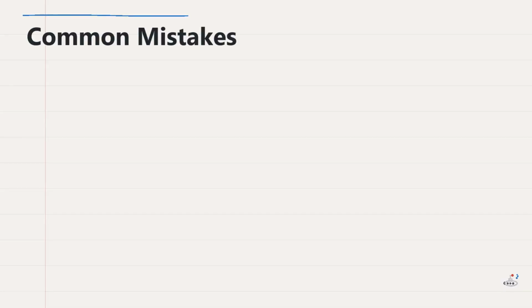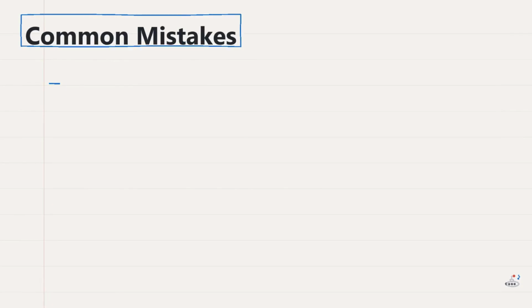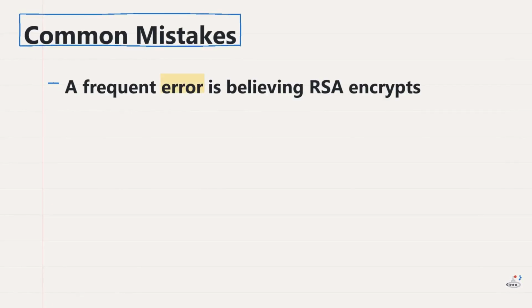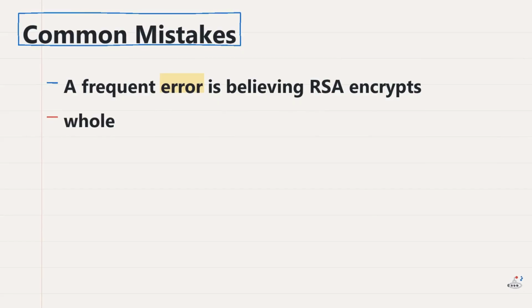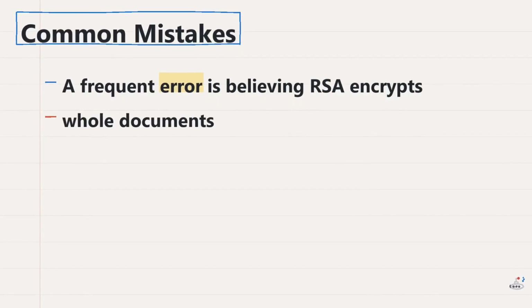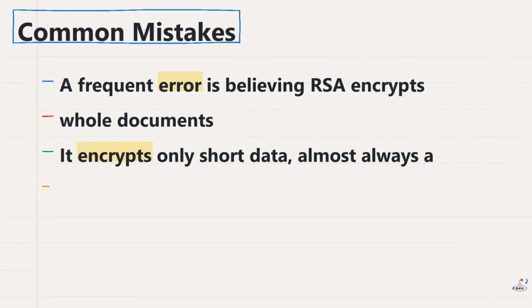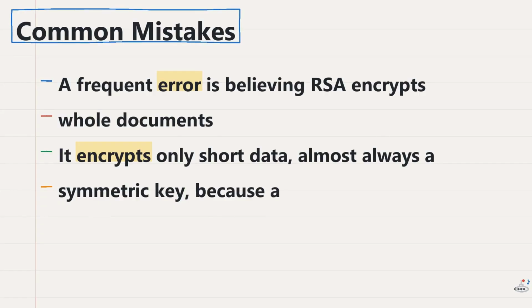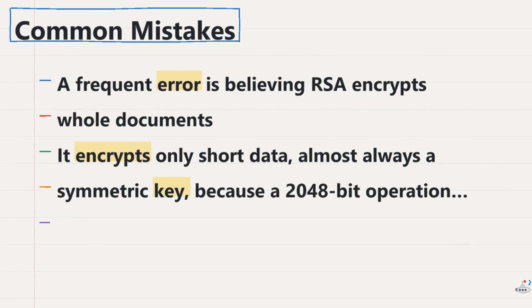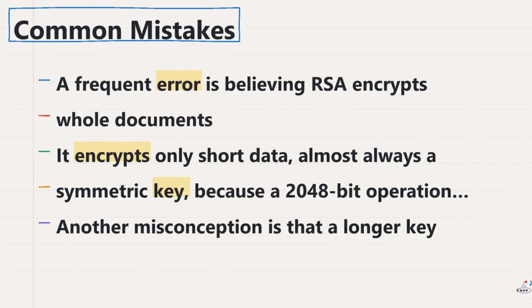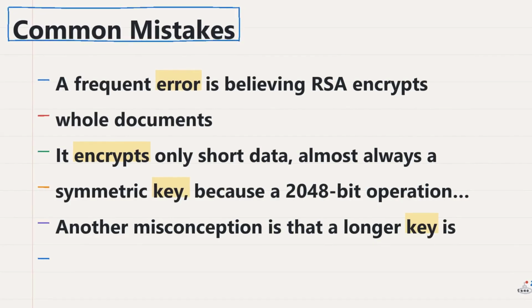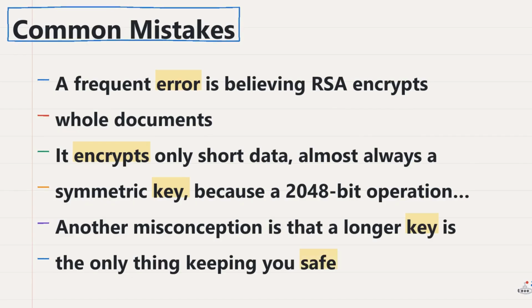A frequent error is believing RSA encrypts whole documents. It encrypts only short data, almost always a symmetric key, because a 2048-bit operation can handle barely 245 bytes and is thousands of times slower than AES. Another misconception is that a longer key is the only thing keeping you safe. Implementation matters just as much. Textbook RSA without padding like OAEP is breakable, so real systems always pad the message first.